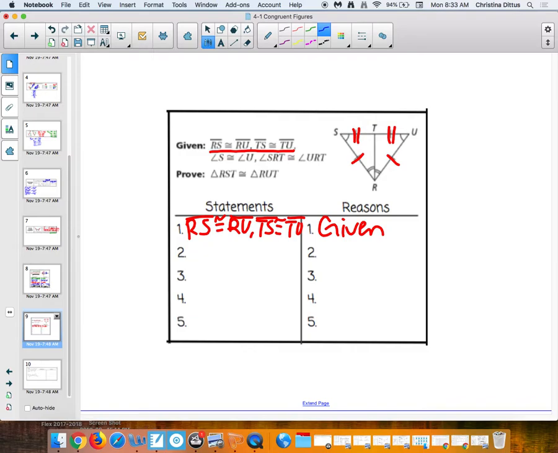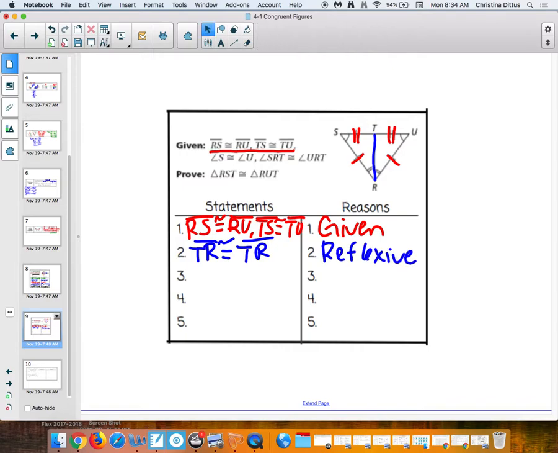What's TR? What do I know about TR? It's the reflexive one. They share it. Does everybody see how they share TR? So it's reflexive. You're going to write TR is congruent to what? TR. Perfect. And we're going to write why? Reflexive. Awesome job.